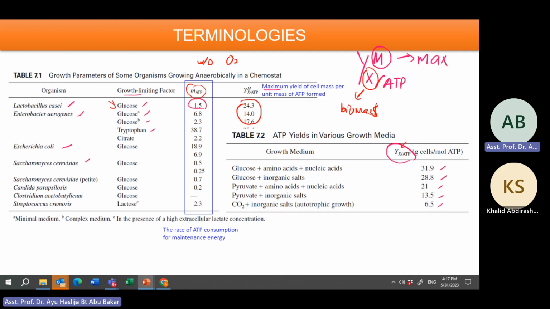ATP is the energy consumed. Substrate over here, what is the substrate? Glucose, yes. The growth limiting factor, that is the substrate. Substrate is the nutrient. They can have a mix of nutrients. For example, here you can see the growth medium, a mix of nutrients. So the first one is the growth medium, but this is the growth limiting factor, the important factor.